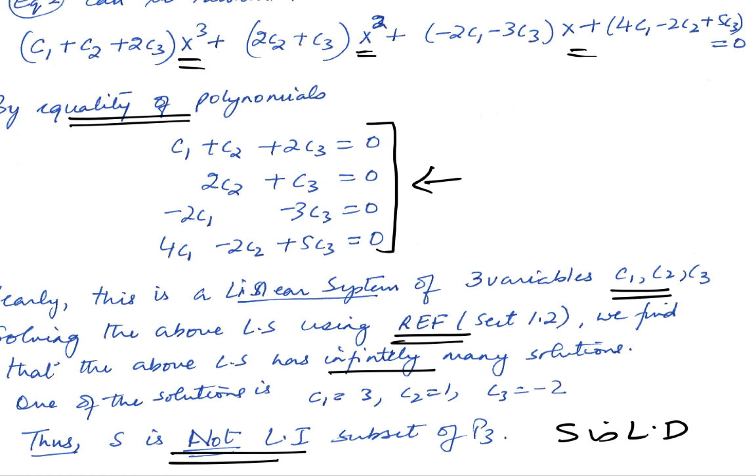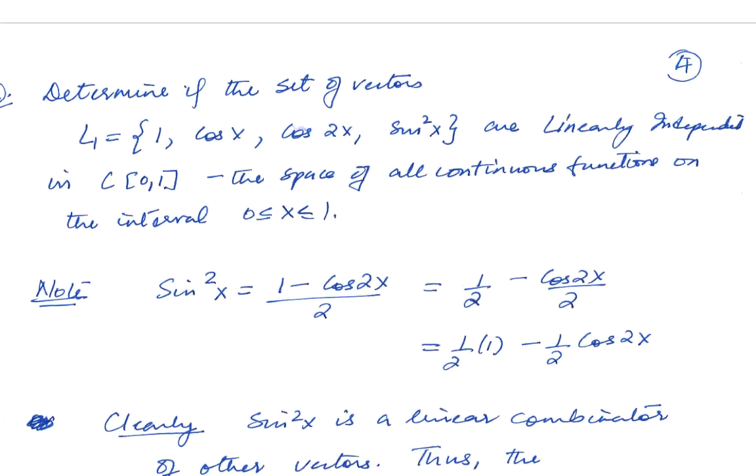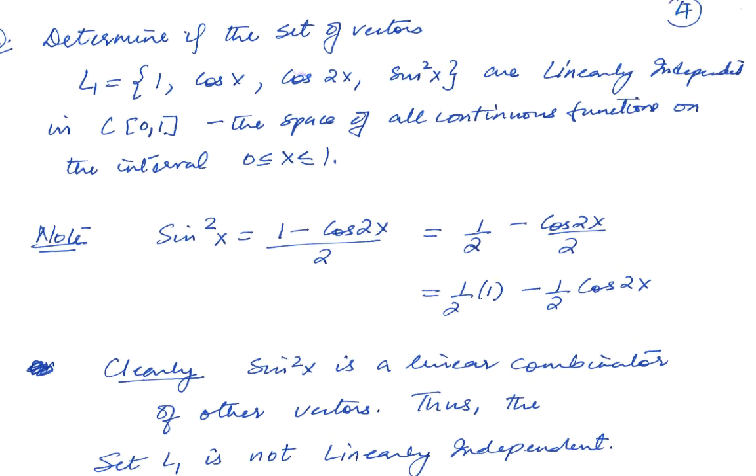Okay, one more example, guys. Remember, we also talked about functions, the set of all continuous functions. We talked about that in section 4.1, where I gave you some different kinds of vector spaces. So I'm taking the example from there. If I have a set of vectors 1, cosine x, cosine 2x, and sine squared x, we would like to know whether this set of vectors is linearly independent in the space of all continuous functions on the interval 0 to 1.